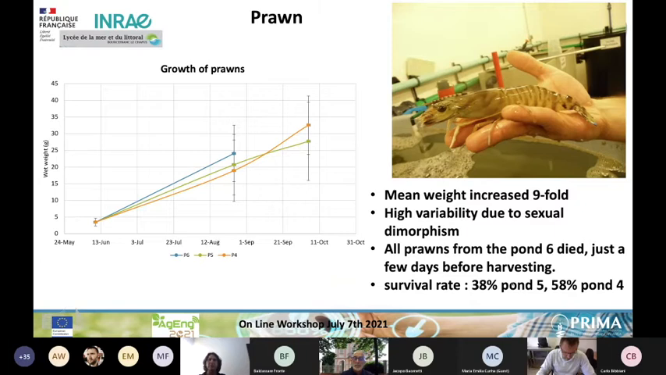Considering the prawn, we had mean weight, which increased 9-fold. That was as it was expected. There is also a high variability of weight due to the sexual dimorphism in this species.